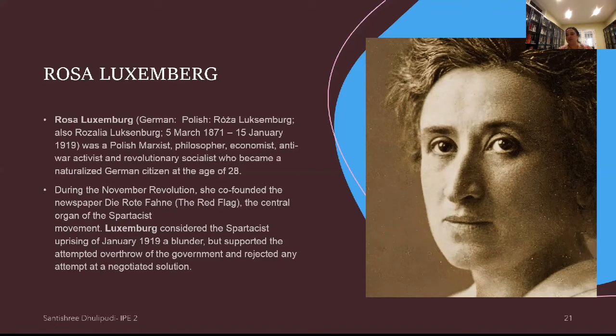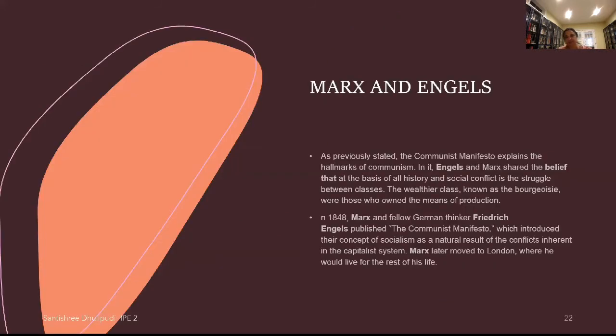Rosa Luxemburg, 1871 to 1919, was a Polish Marxist, philosopher, economist, anti-war activist, and revolutionary socialist, who became a naturalized German citizen at the age of 28. During the November Revolution, she co-founded the newspaper The Red Flag, the central organ of the Spartacist movement. Luxemburg considered the Spartacist uprising of January 1919 a blunder, but supported the attempted overthrow of the government and rejected any attempt at a negotiated solution.